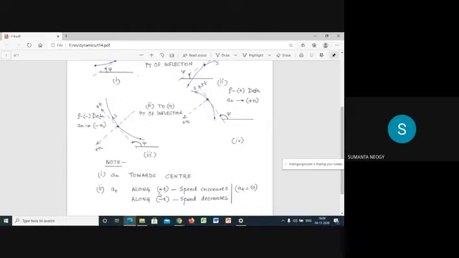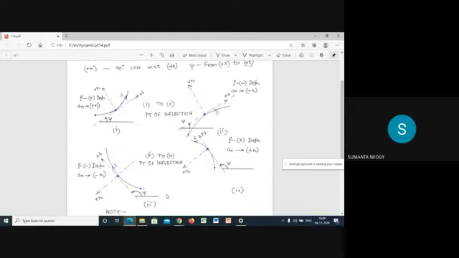N is positive towards center. See, you will clearly see v square by rho is n. So rho is positive, v square is necessarily positive, so n is in the positive n direction. If v square by rho is negative, v square is positive, so it is in the negative n direction. Here, v square is positive, rho is negative, so it is in the negative n direction. V square is positive, rho is positive, in the positive n direction.